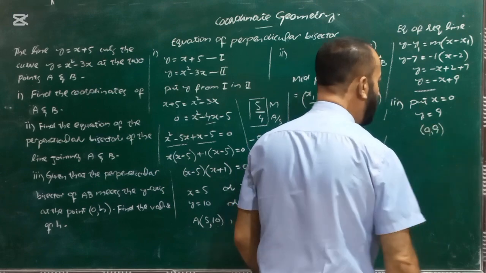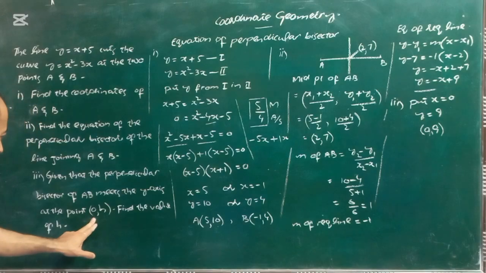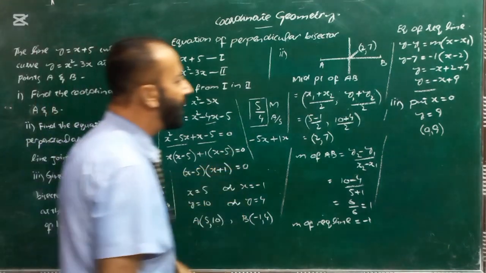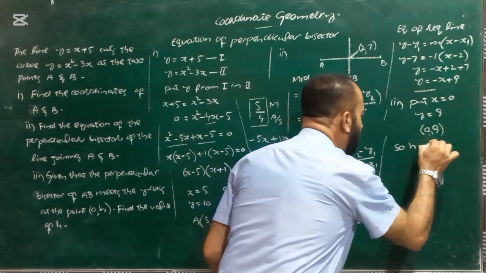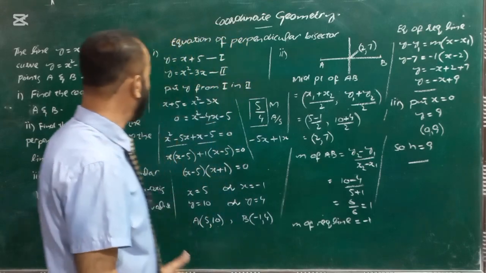So it means the perpendicular bisector intersection point at the y-axis will be (0, 9). So this is the point on the y-axis, because in the question that point is called (0, h), and we need to find the value of h. It means h will be 9. So h is equal to 9. So this is the solution of this question.